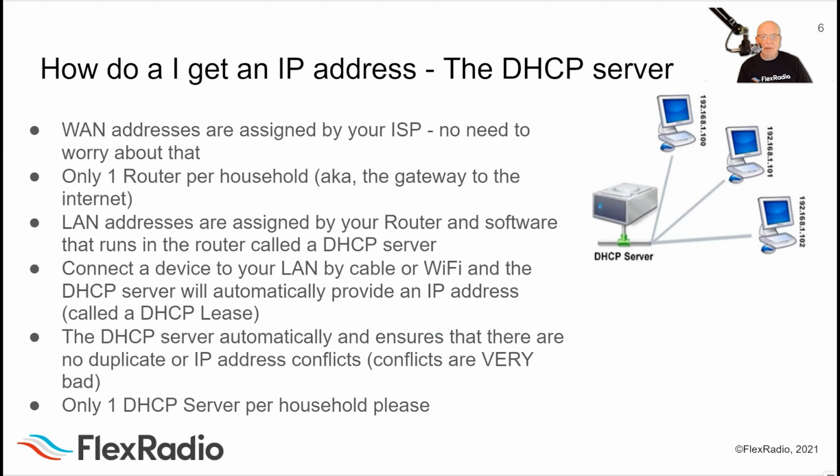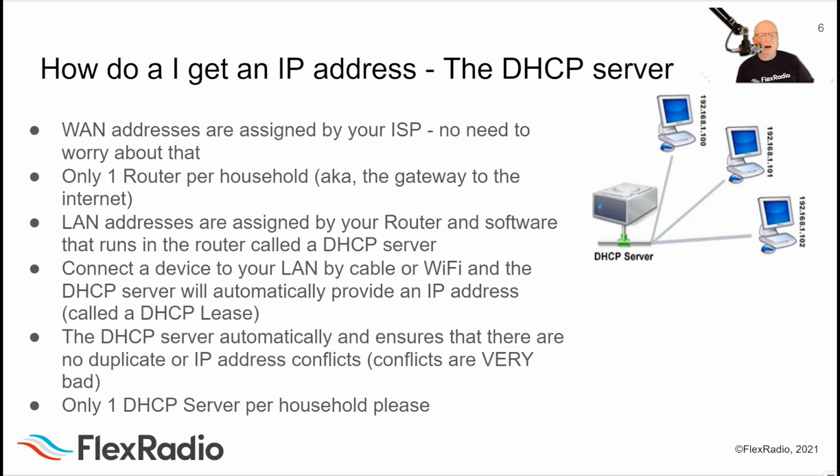So how do I get an IP address? Who's the post office that gives me this? Well, on the wide area network, your ISP, your internet service provider, will provide you that, and the router does that automatically. Again, the WAN address is provided by your ISP, and it may change. You really don't care. It doesn't much matter for us and SmartLink.